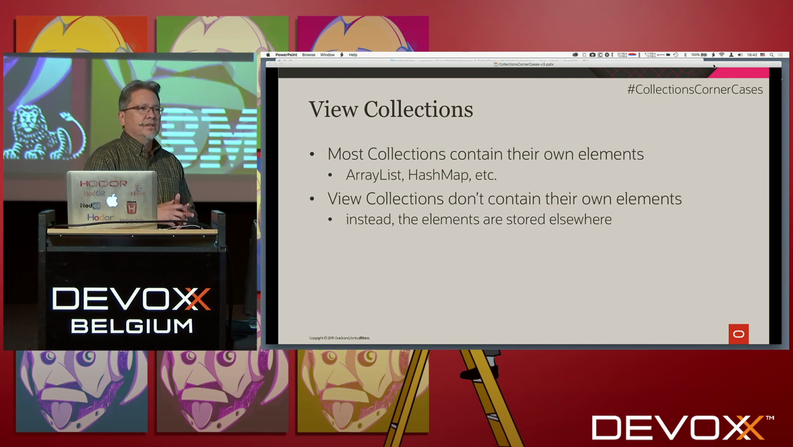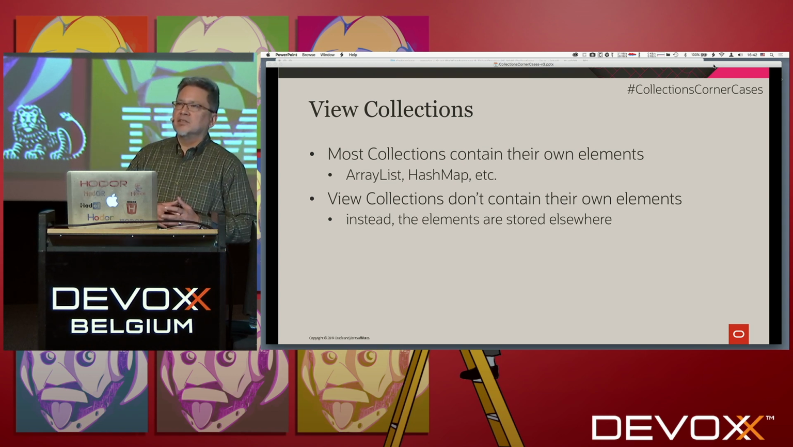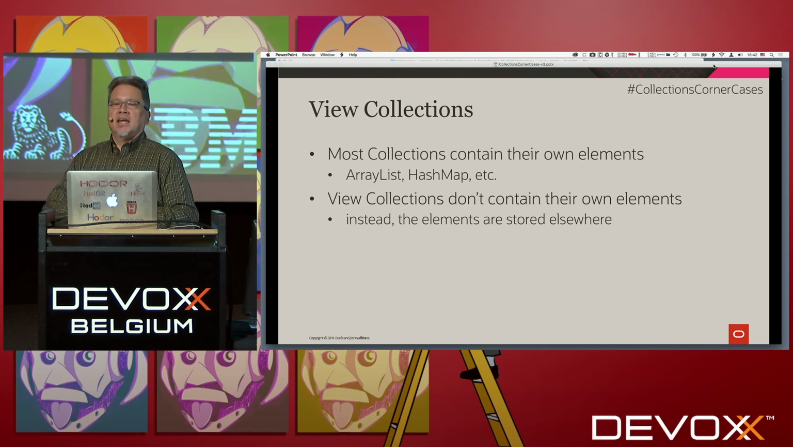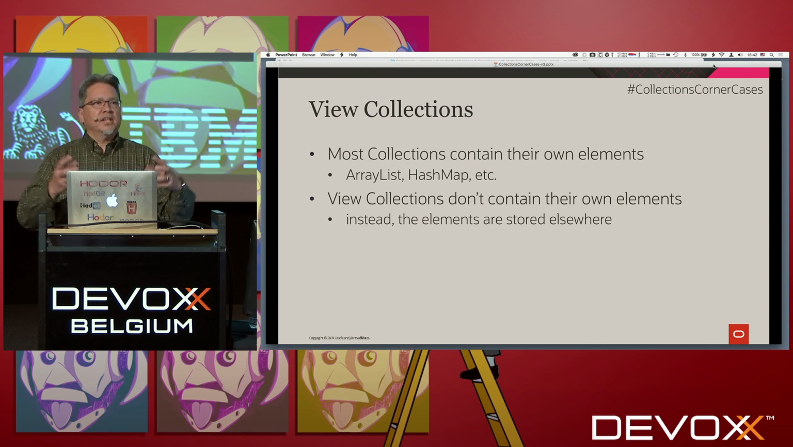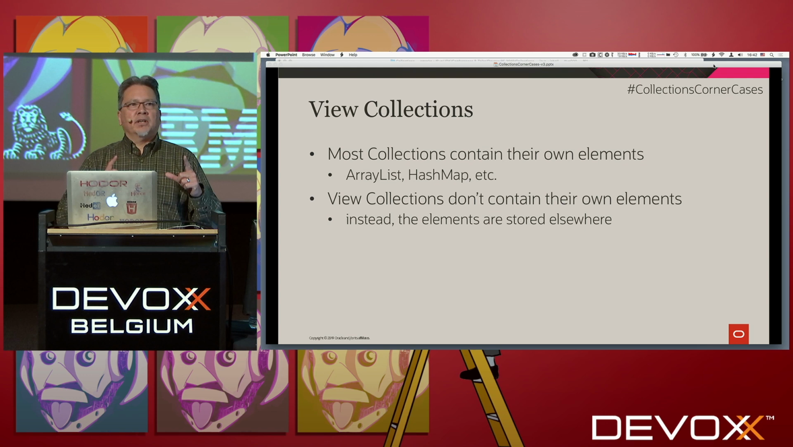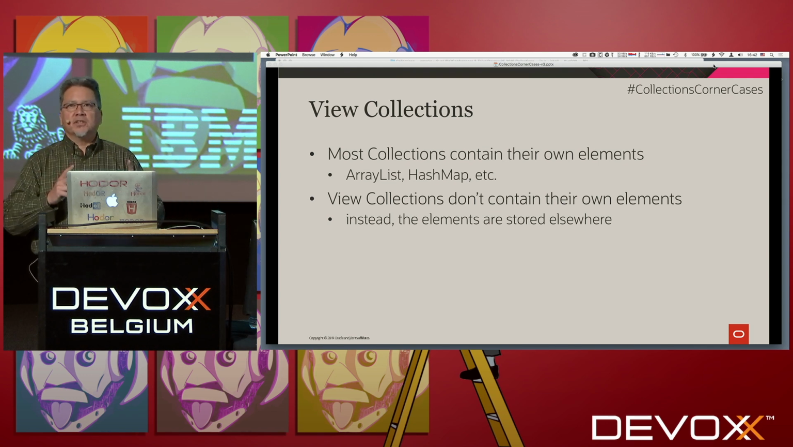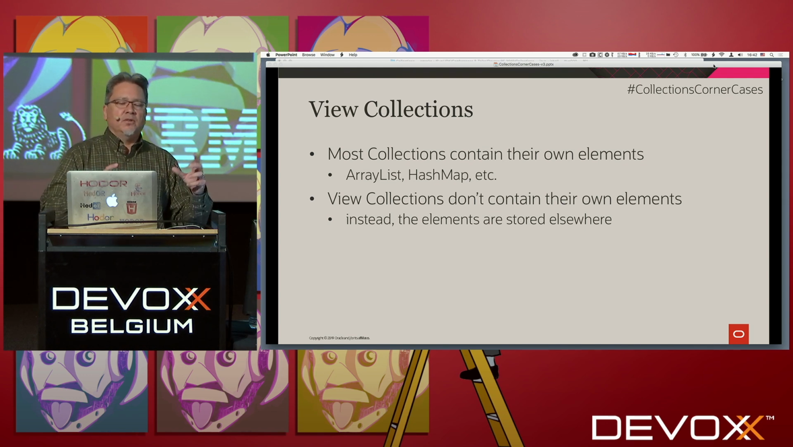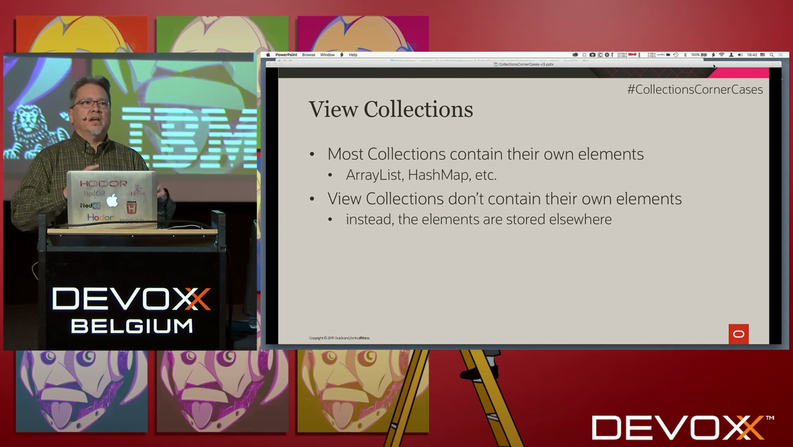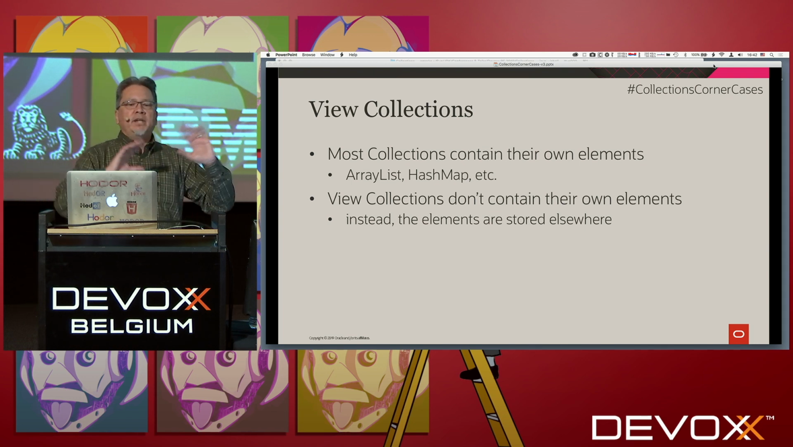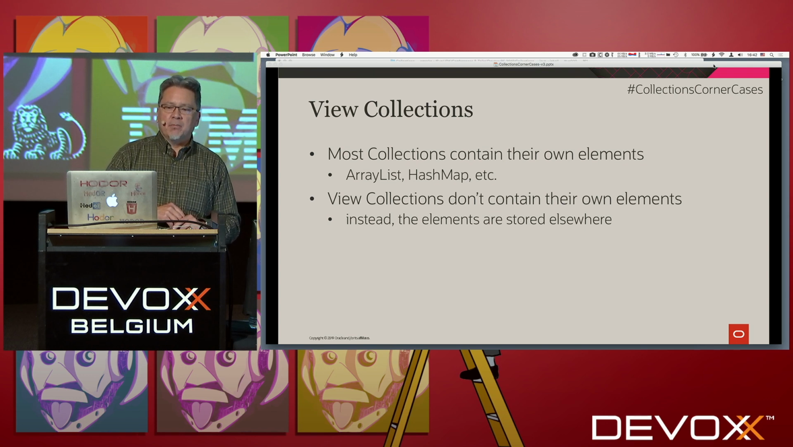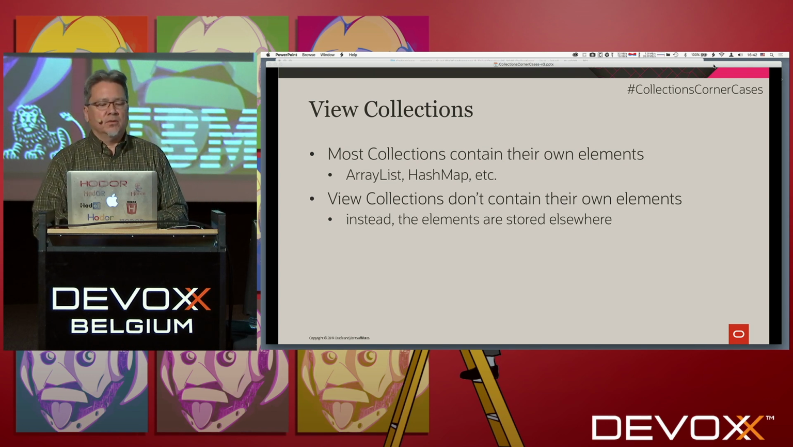Okay, view collections. So I think most people are familiar with conventional collections like ArrayList and HashMap and so forth. These collections contain their own elements. Now, fundamentally, the only aggregate structure in Java is an array. So these actually store things inside arrays inside of themselves. But nobody outside of an ArrayList or HashMap has access to those internal arrays.